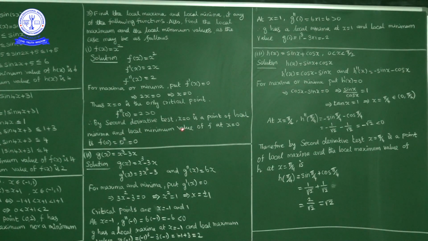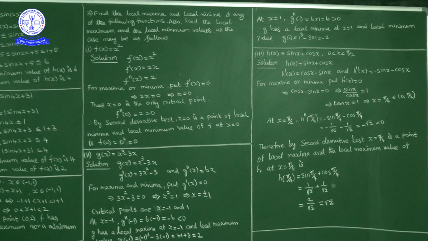And the local minimum value is how much? In place of x, if you write 0, f of 0 is 0. So f of x equals x square has a local minima at x equals 0, and the local minimum value is 0. Now, what is the procedure? For a given function, find f dash of x and f double dash of x. For minima or maxima, set the first derivative equal to 0.